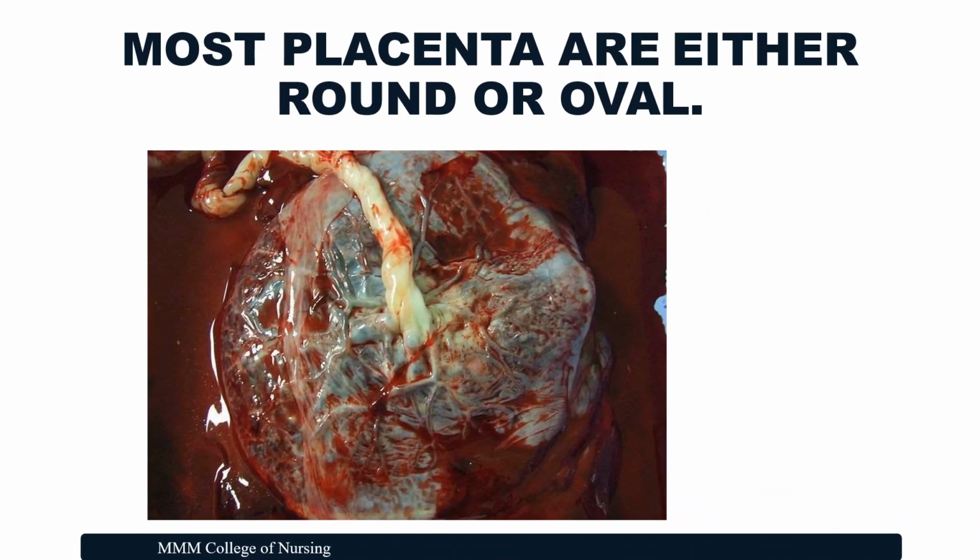You can see a normal placenta here. Most of the placenta is either round or oval.